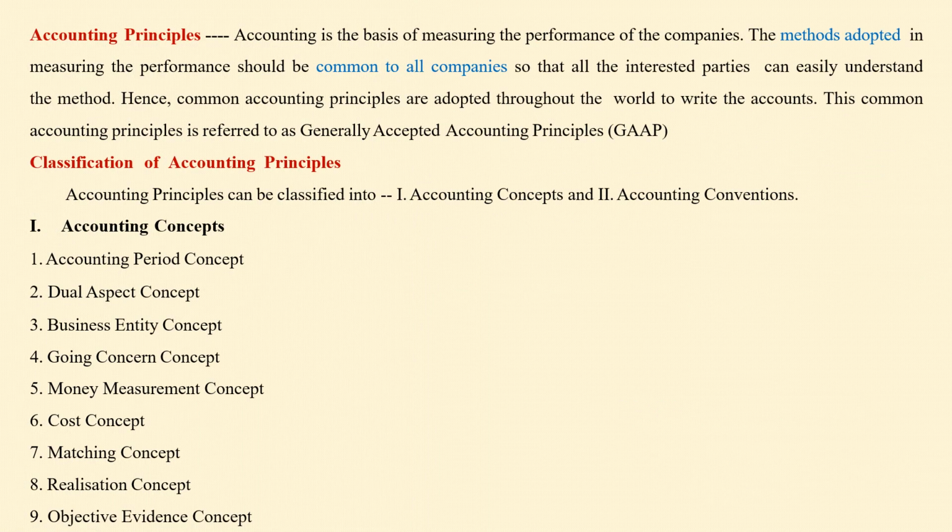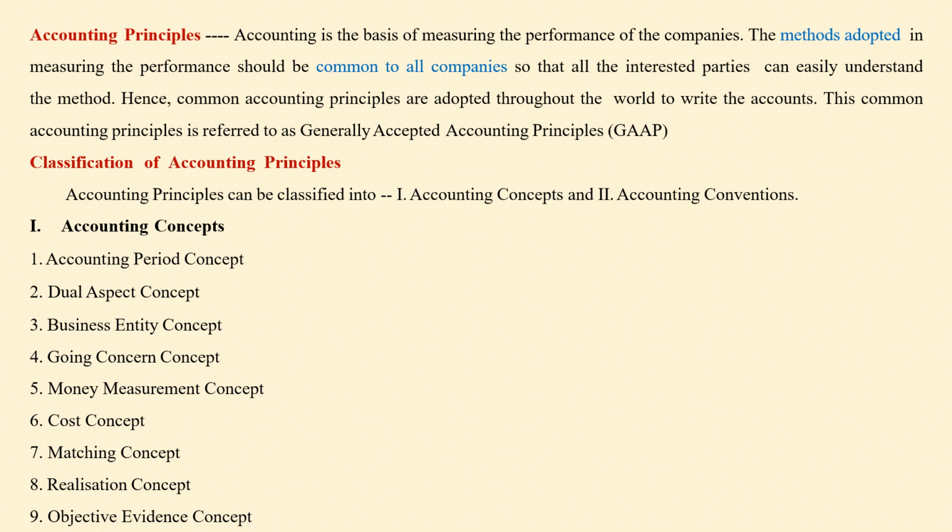Now first let us know about the accounting principles. Accounting is the basis of measuring the performance of the companies. Without accounting, it's not possible to know the performance of the companies. The methods adopted in measuring the performance should be common to all companies so that all interested parties can easily understand this method. This should be a universal one. Hence, common accounting principles are adopted throughout the world to write the accounts. The common accounting principles are referred to as generally accepted accounting principles.